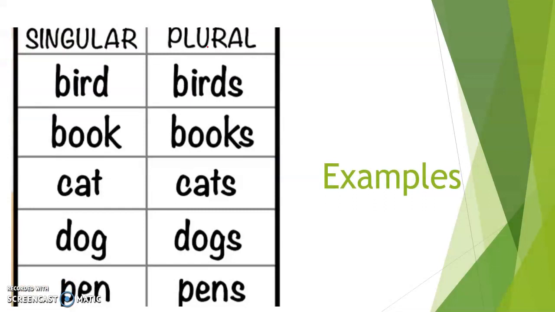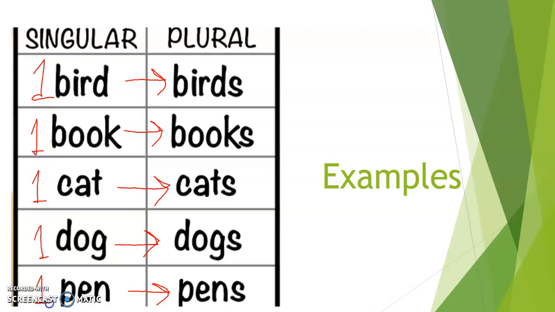Look at some more examples. Singular, bird, birds. Can you see? Book, books. Cat, cats. Dog, dogs. Pen, pens. See, this all singular means one bird, one book, one cat, one dog, one pen. But here birds, it can be two, it can be many. Books, many books. Cats, many cats. Dogs, many dogs. Pens, many pens.